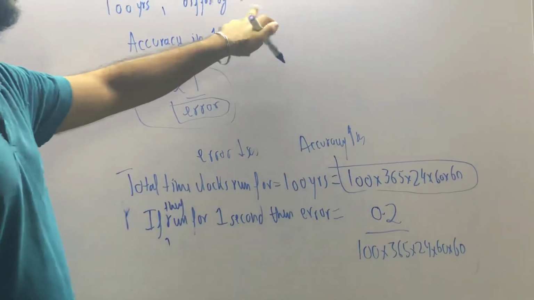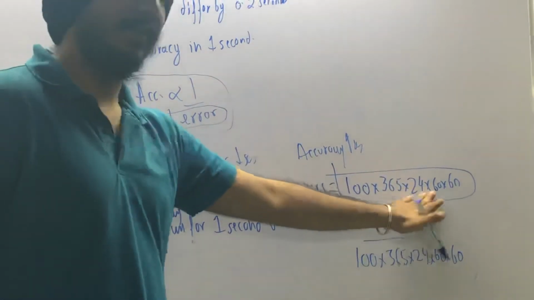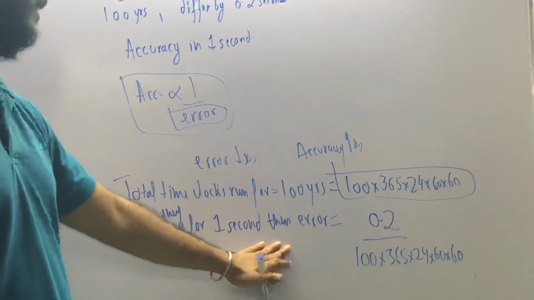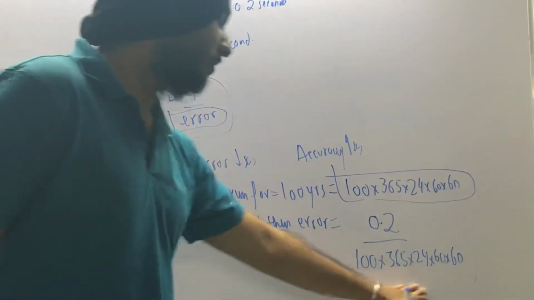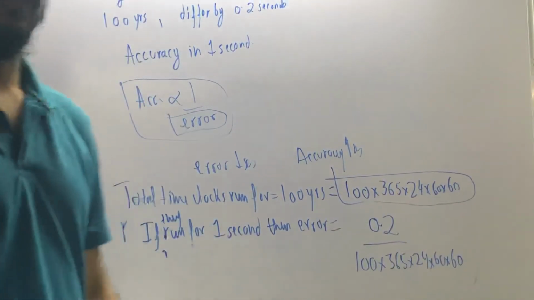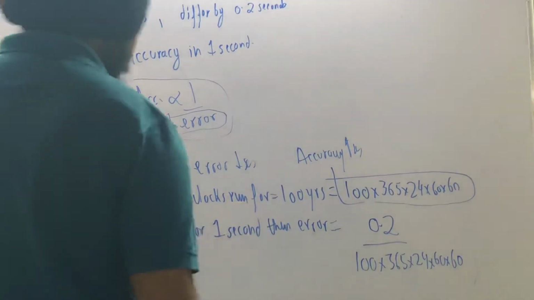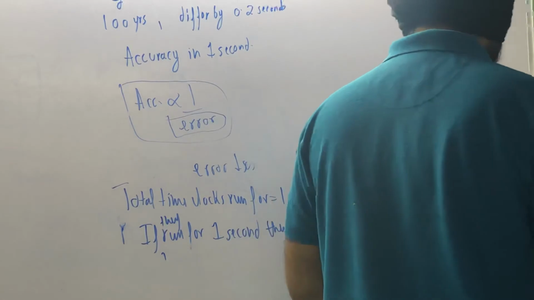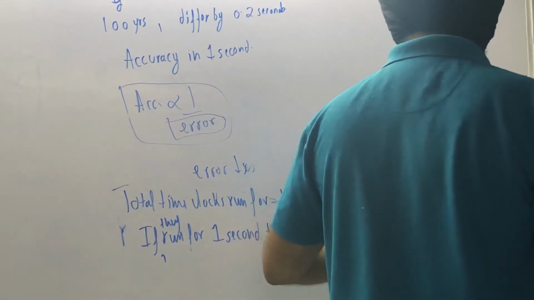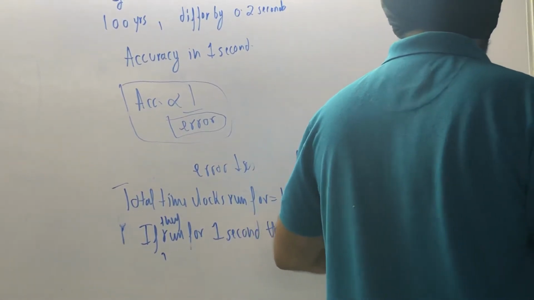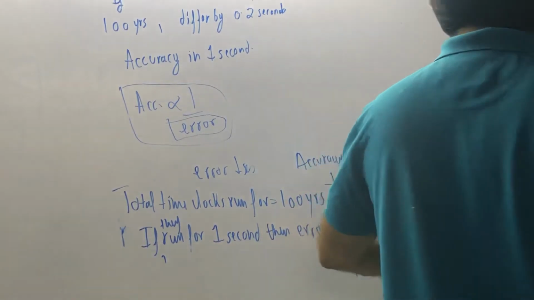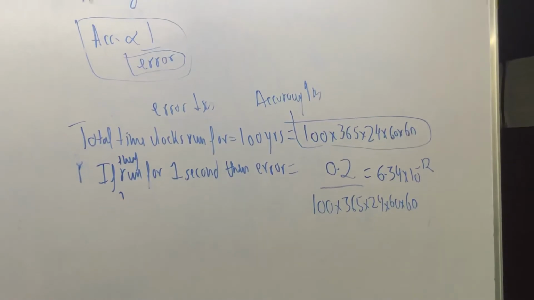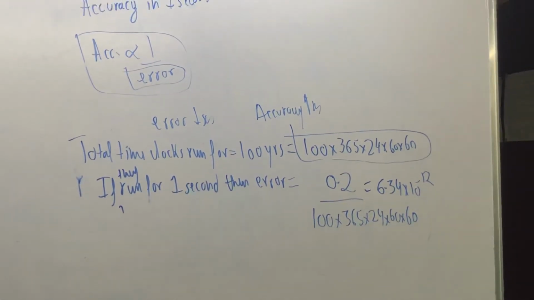For this number of seconds, the error is how much? 0.2 seconds. Okay, if the two clocks run for this number of seconds, the error between them is 0.2 seconds. In 1 second, what will be the error? 0.2 divided by this number of seconds, whatever this value is. Okay, so now this value comes out to be 6.34 into 10 raised to the power minus 12. Okay, now this is the error in 1 second.